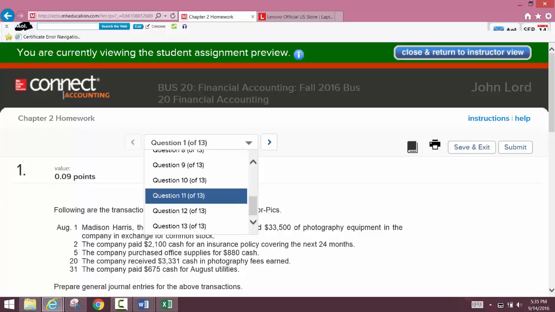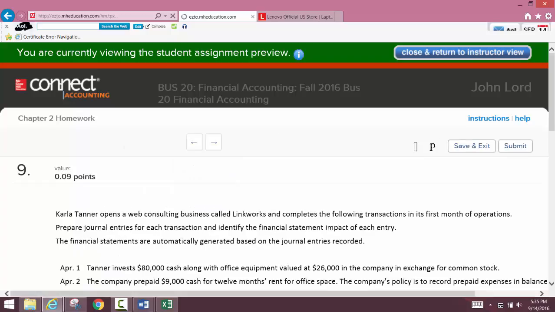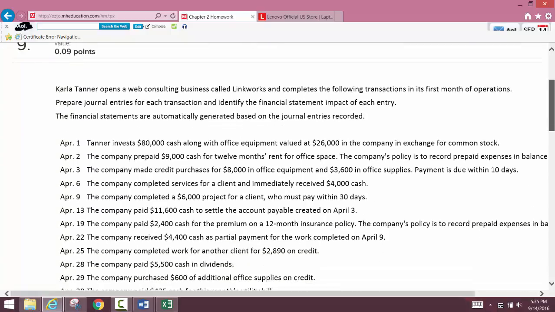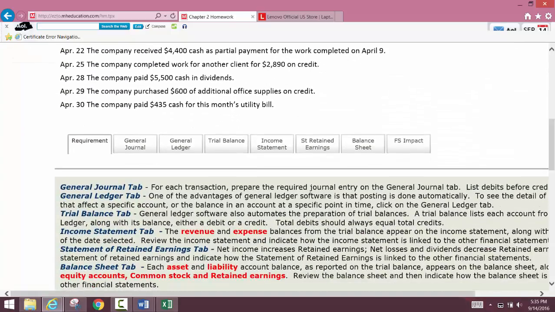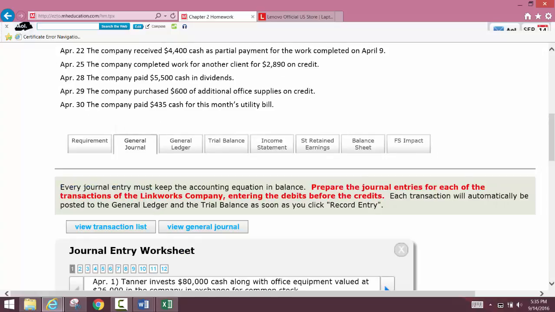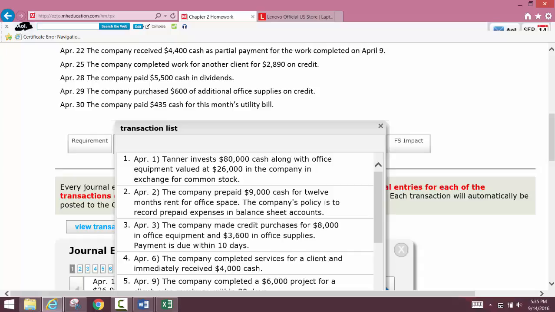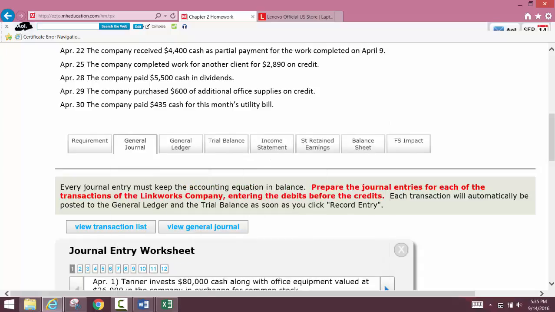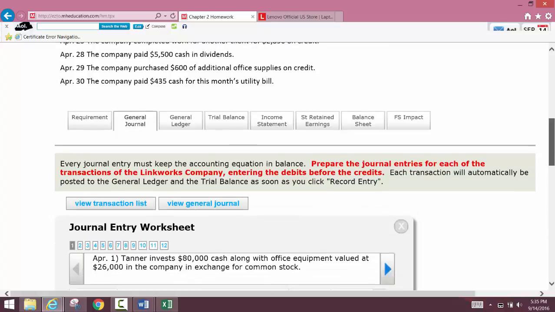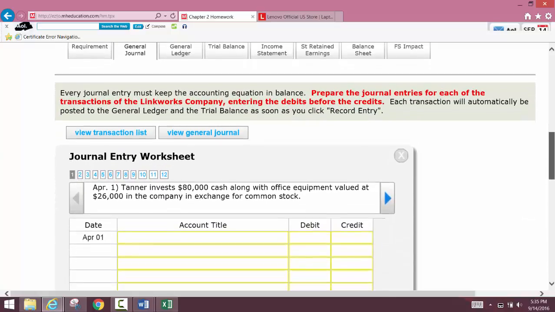I'm going to say, okay, boys and girls, let's look at question number 9. Then I come down, and they have these different transactions that I have to go through. I'm going to go to my general journal, and then to view transaction list. When I go to the transaction list, this first one tells me that Tanner invests $80,000 cash along with office equipment valued at $26,000 in the company in exchange for common stock. There's a transaction I have to look at, right?